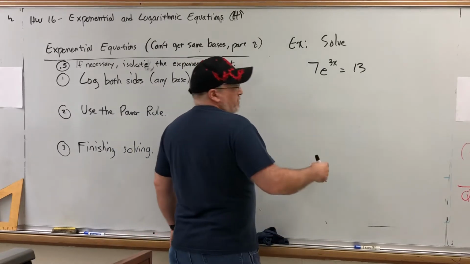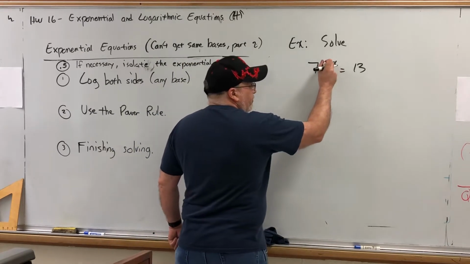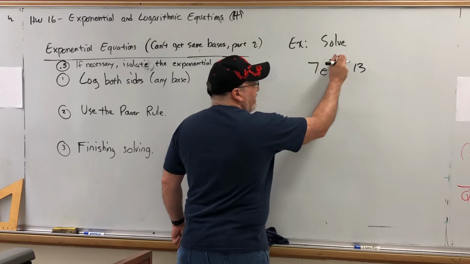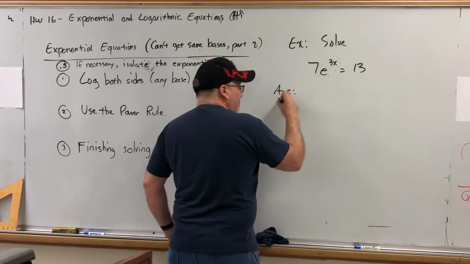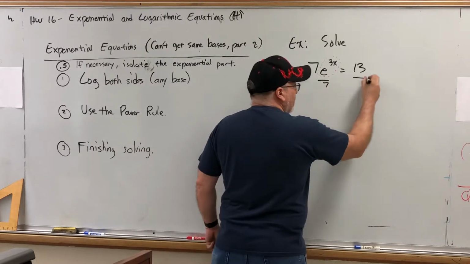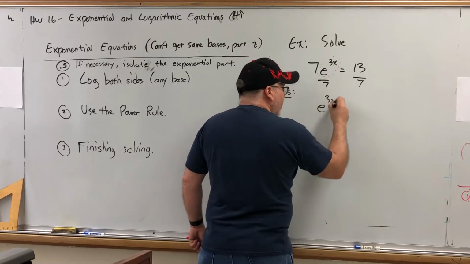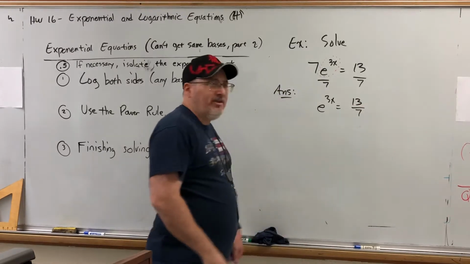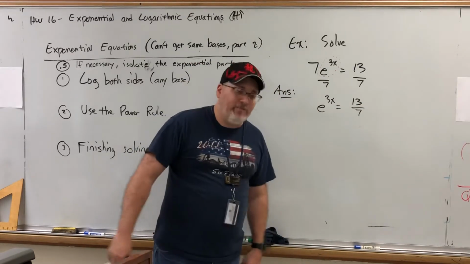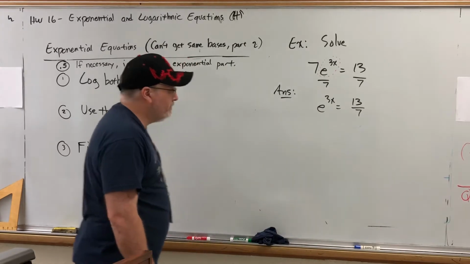The piece with the exponent here is the e, so we need to isolate the e to the 3x by getting rid of the 7. I know how to get rid of the multiplied 7, divide both sides by 7. And we get e to the 3x equals 13 over 7. If that fraction divides cleanly, then divide it, otherwise just leave it there, or if necessary, reduce it.